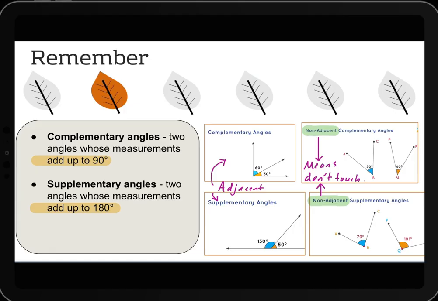Complementary angles are two angles that have a sum of 90, and supplementary angles are two angles that have a sum of 180. Now, in that particular instance, you can have complementary or supplementary angles that are adjacent to each other, so they share a common side and a common vertex. Or you can have non-adjacent supplementary and complementary angles where they don't actually touch each other whatsoever.